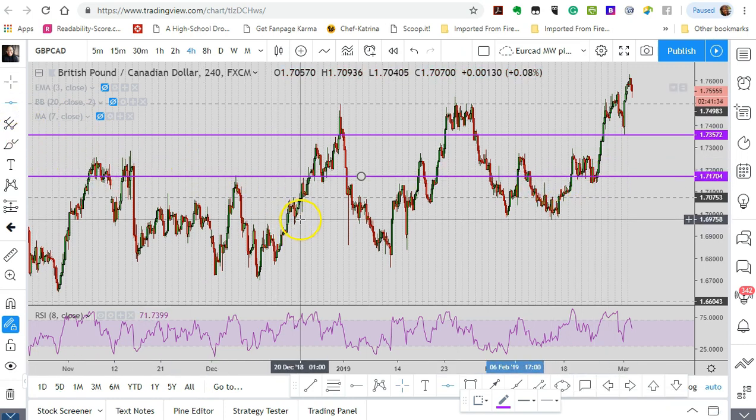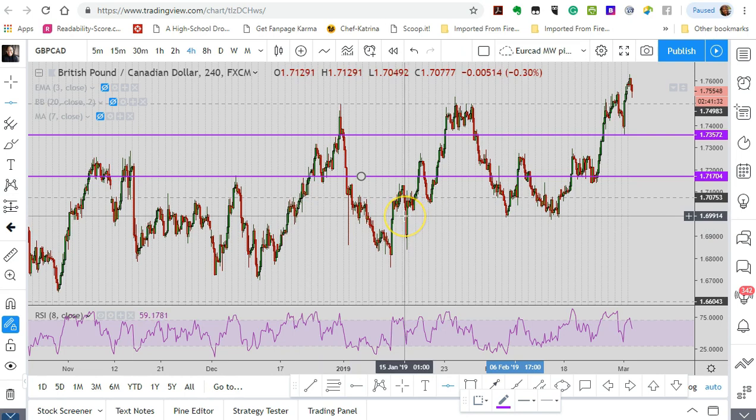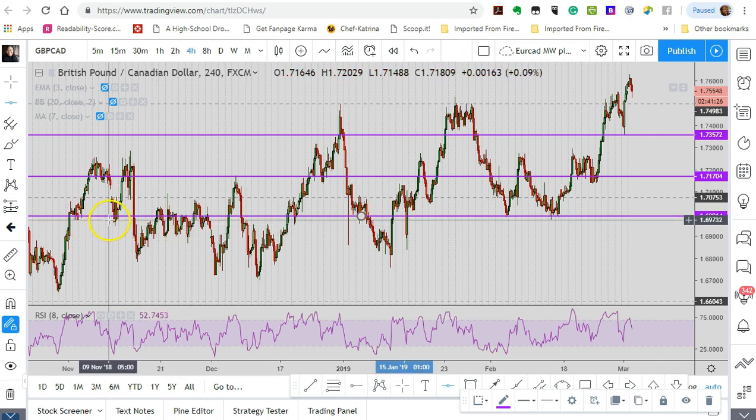Do it again. Go past the daily. Has this been tested as support or resistance? Yes. There it is right here. All throughout this consolidated area right here. It's tested both support and resistance.